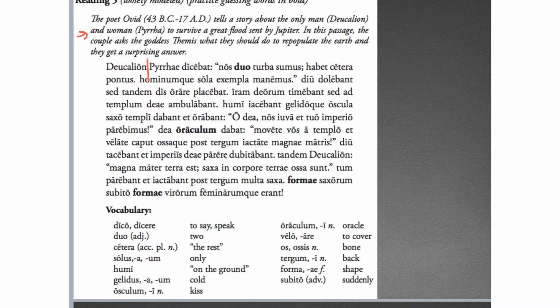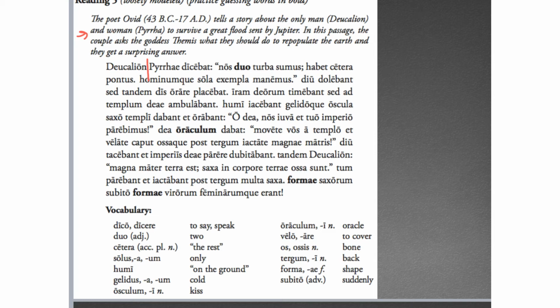All right, nos duo turba sumus. So we two are all that's left. The crowd. Turba is the crowd. So we two are the crowd. All right, the ocean, Pontus, habet cetera, has the rest. And you can see the intro. They survived a great flood sent by Jupiter, and that's what the ocean reference is.